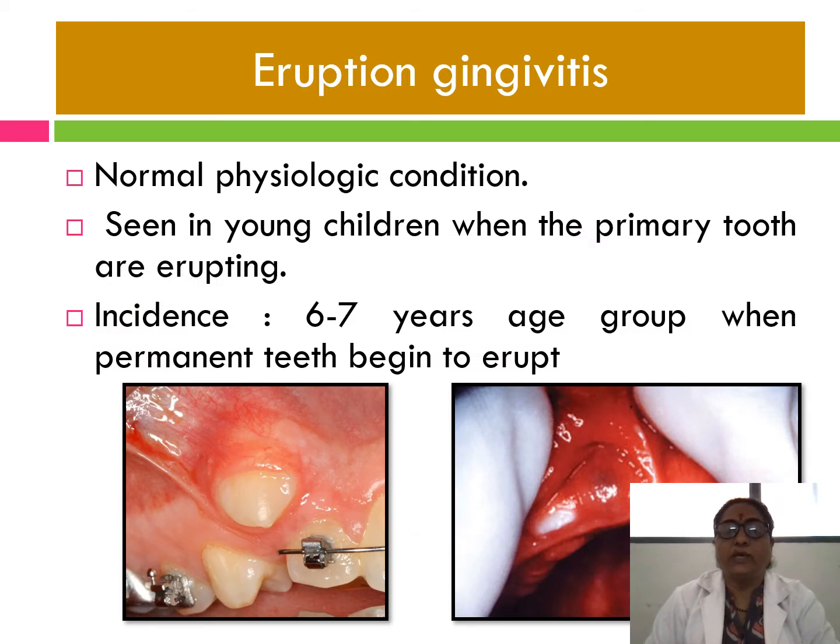Now let us see eruption gingivitis. Eruption gingivitis is seen in children usually at 6 to 7 years of age, when the permanent teeth begin to erupt. You can see here the permanent teeth erupting, and here the canine erupting, where you can see the inflammatory area. You can see here the central incisor or lateral incisors erupting, with gingival inflammation, and usually it will correct by itself if oral hygiene is taken care of properly.